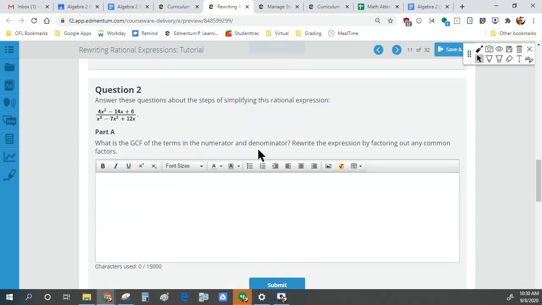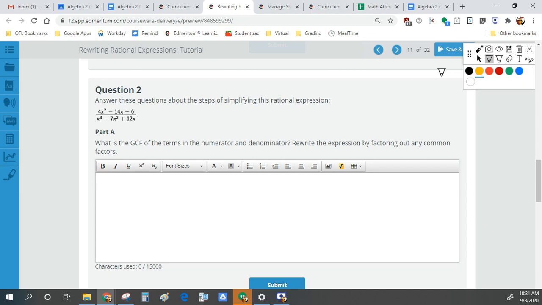What is the GCF in terms of numerator and denominator? Write the expression by factoring it out. Oh gosh, they want us to factor it out. So they want us to do this for both the top and the bottom. So what I would do here, oh, thank God, this one lets you submit a picture. So I'm going to do that right now. I'm going to write it on here and submit a picture. So I'll review how to do that again.